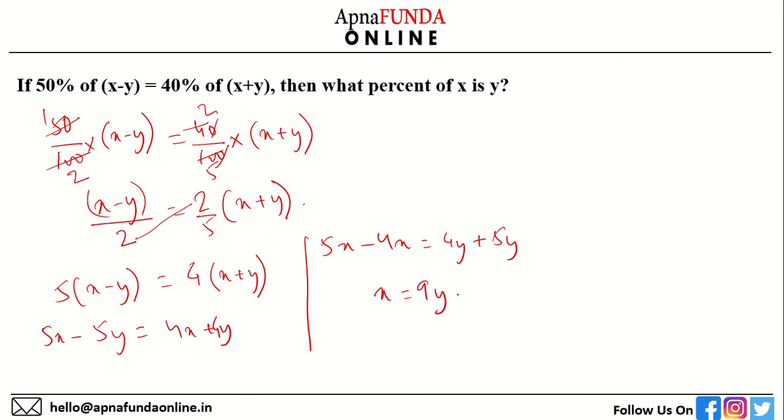So the question was, what percent of x is y? So x is 9y, so x is equal to 9 times y. That means y is equal to x by 9, that is 1/9. 1/9 is equal to 11.11%. If you are practicing the percentage values as I taught you in percentage video 2, you will immediately guess the answer as 11.11. I hope this is the answer you have got with me.